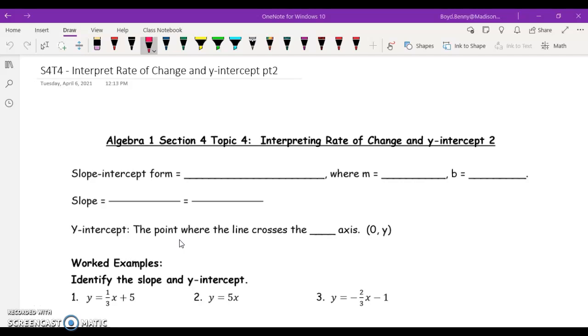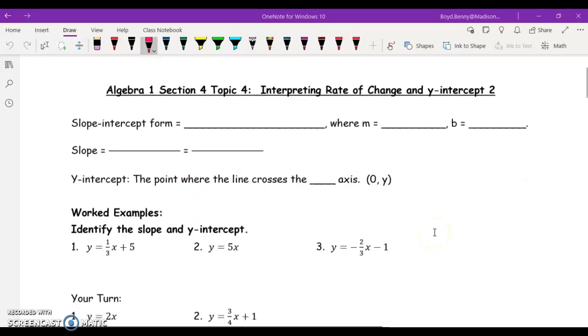Today we're going to look at section 4, topic 4 in our study of functions, specifically linear functions. And this is part 2 of interpreting rate of change and y-intercept. But very similar to the last lesson, we're going to review slope-intercept form one more time.